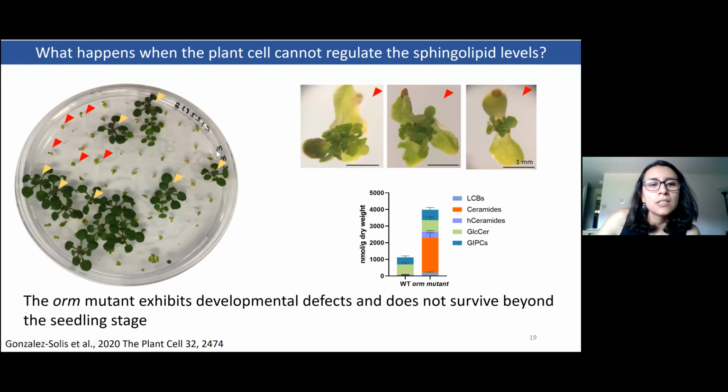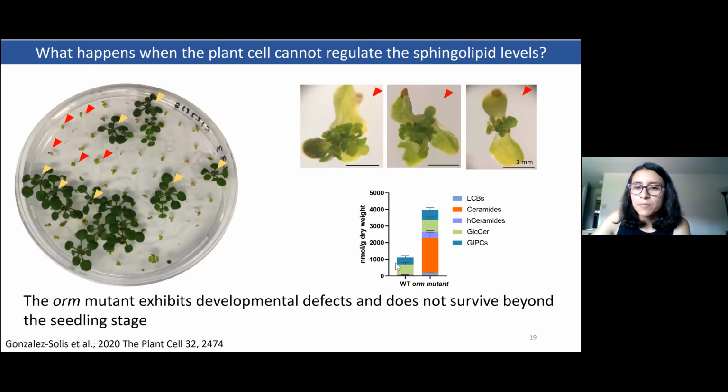So this is exactly what I'm showing here. Again, this is an agar plate growing different plants. These are the normal plants. However, you can see these little tiny plants that are the same ones that are shown here. They have a lot of developmental defects. They do not survive beyond the seedling stage. But if you can get a lot of these small seedlings and quantify the sphingolipids, you get the results that I'm presenting in this graph.